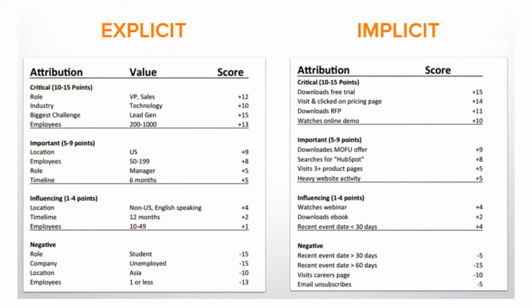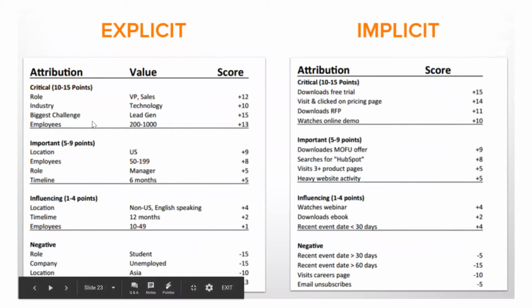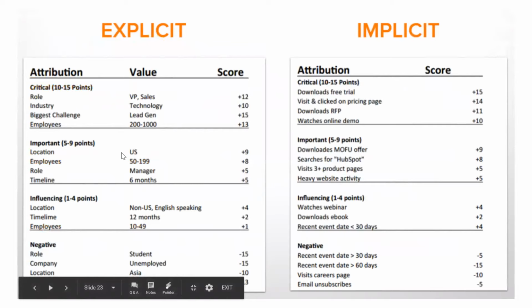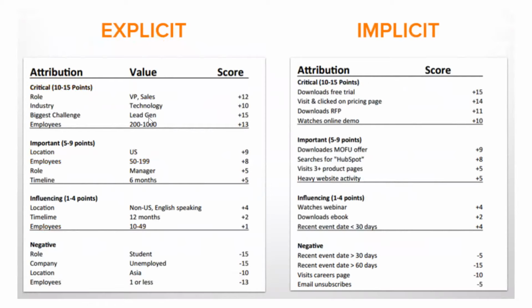Okay. And this maps out those explicit and implicit attributes. On the left-hand side, we have all the explicit pieces of information. As I said, these are things a contact has told you, such as title, location. If we go through some of these, it's going to be things like role, industry, employees, and we also have negative ones here. So the critical roles are VP of sales, and the industry is technology. The negative one would be if someone identified themselves as a student, or if they were unemployed, then we're not going to be able to sell our software to these people.